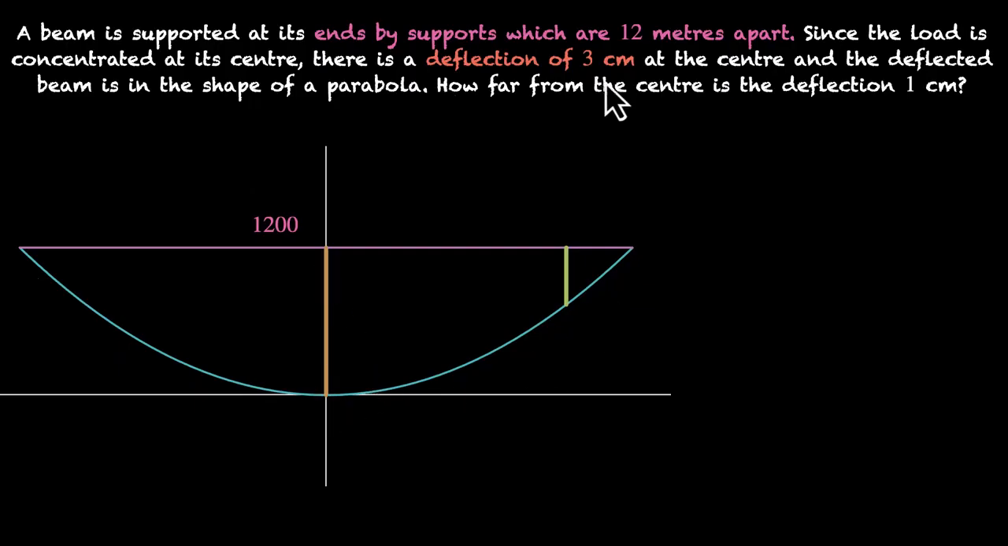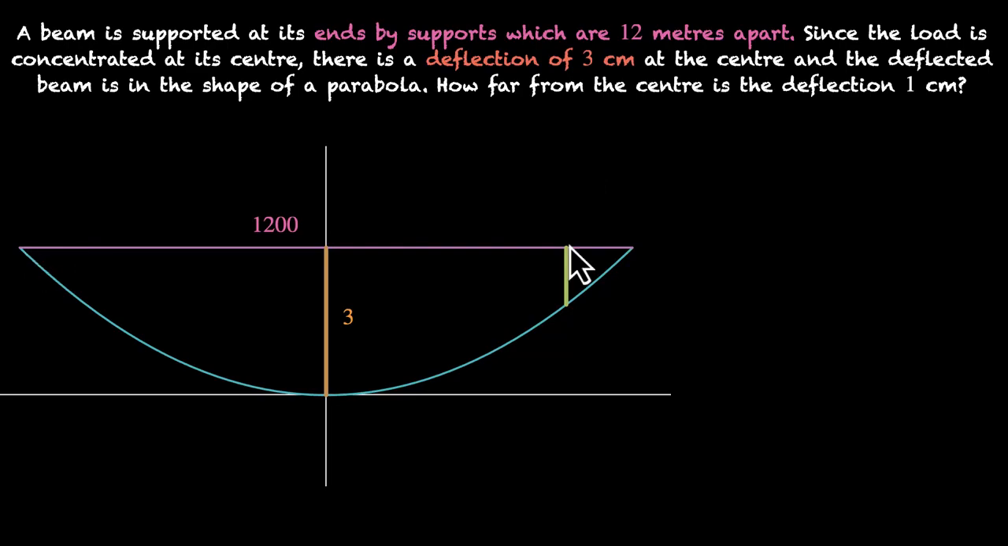There is a deflection of 3 centimeters at the center, which means this length is 3 units. And the deflected beam is in the shape of a parabola. All right. This shape is given to be a parabola. The question is, how far from the center is the deflection 1 centimeter?